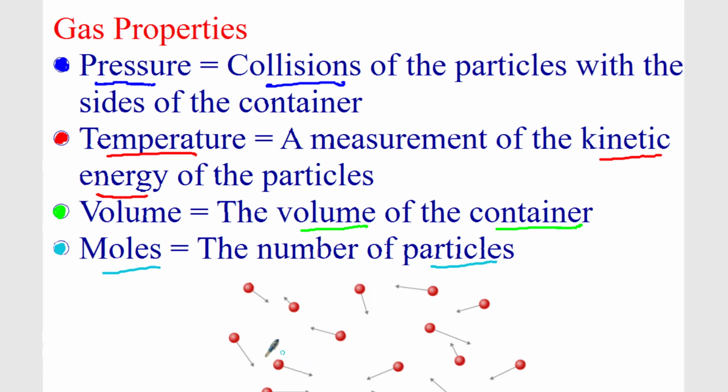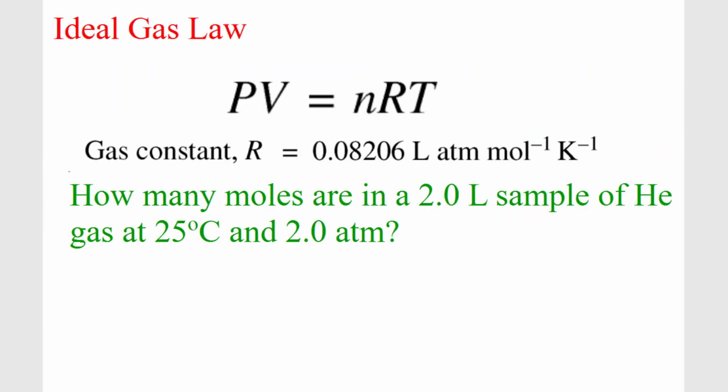And so when we talk about pressure, we're going to talk about collisions. Temperature, we're going to talk about average kinetic energy. Volume, we're talking about the volume of the container. And moles, we're talking about the number of particles. Which brings us to what we call the ideal gas law.